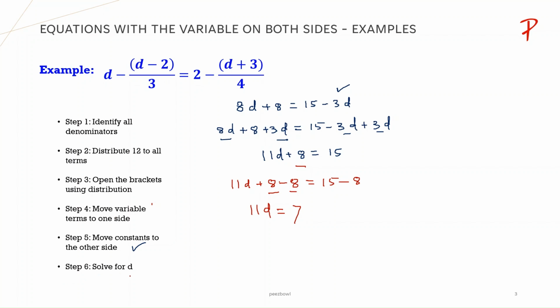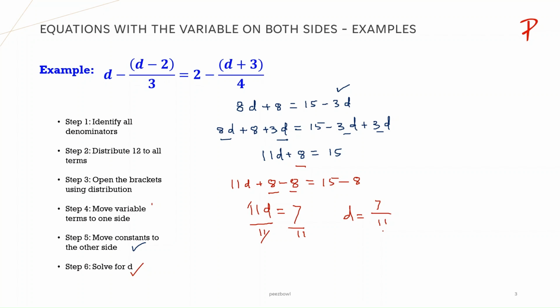Now the next step is to solve for d. Let us divide both sides by 11. So 11d upon 11 is equal to 7 upon 11. 11 and 11 will cancel each other and we have d equal to 7 upon 11. And that's the final answer.